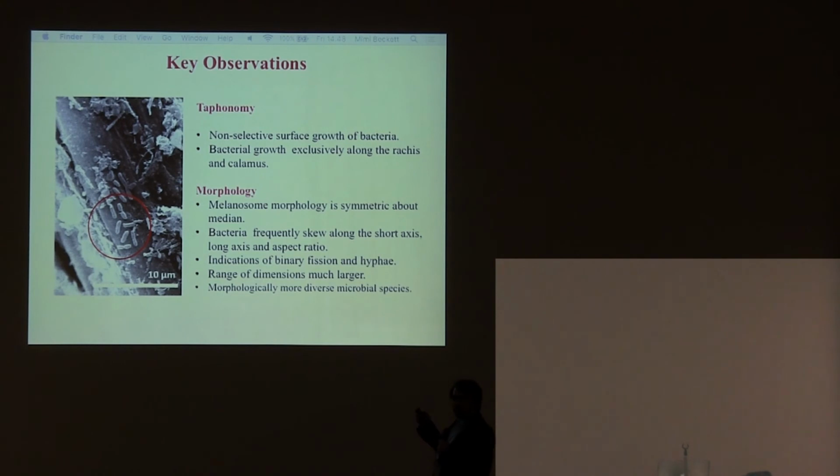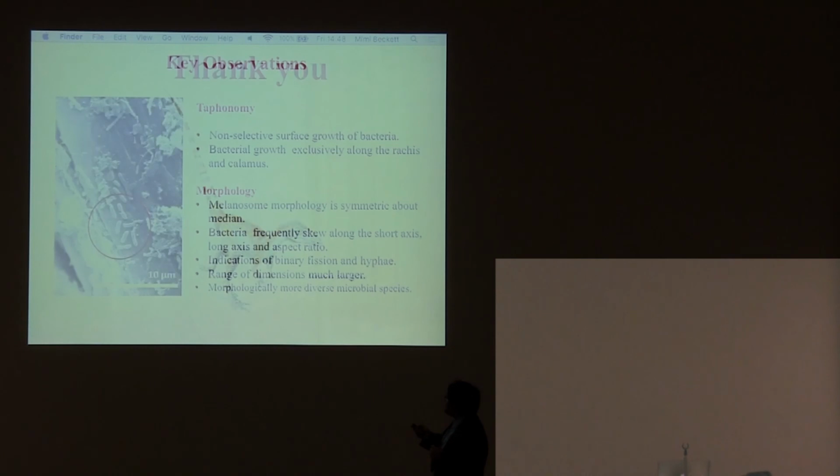From the morphology, we can explain the skew that we see in bacteria in terms of binary fission. A cell becomes larger, a cell increases in length, then a constriction appears widthwise, following which the parent cell divides into two daughter cells which repeat the process, which is in fact what I believe is causing the mean values to move towards larger values in the distribution. Secondly, we also saw bacterial hyphae on the surface, something that is not characteristic of melanosomes. So, thank you.